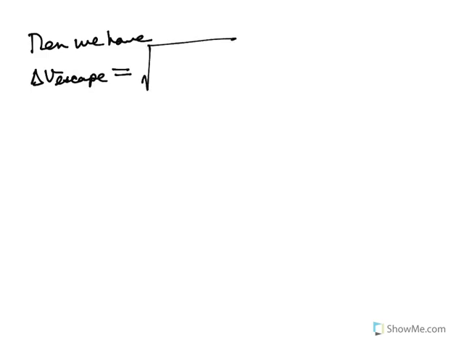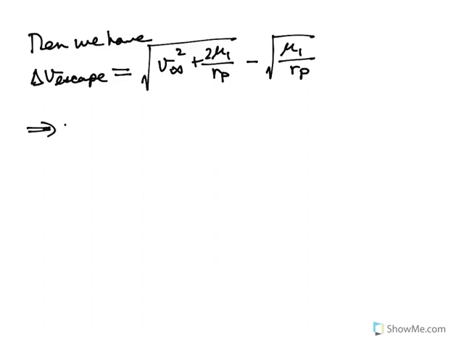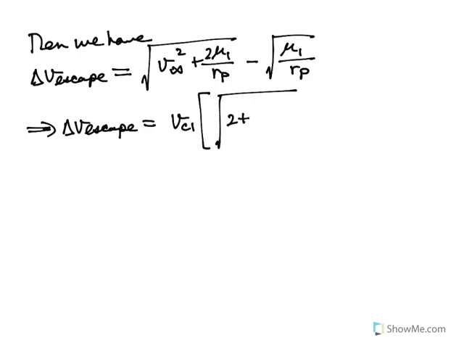And so when we simplify this, the delta v escape is equal to the square root of v infinity squared plus 2 mu 1 all divided by rp, minus the square root of mu 1 all divided by rp, which simplifies to a much simpler expression: delta v escape is equal to vc1 times the square root of 2 plus v infinity squared all divided by vc1 squared, minus 1. So that is the escape delta v.